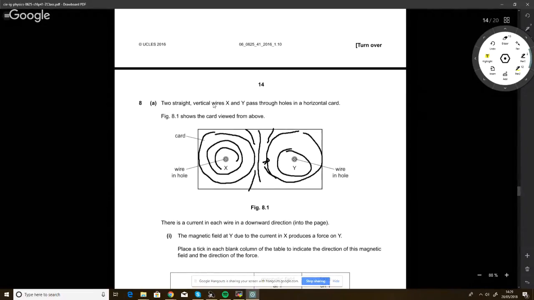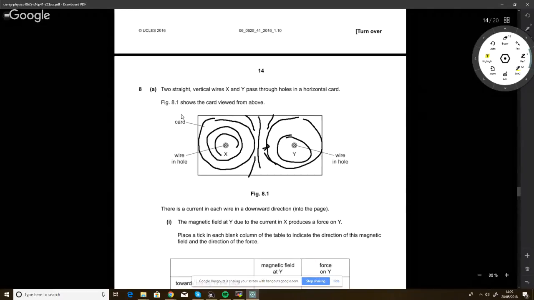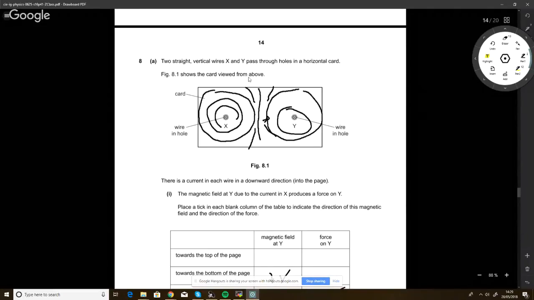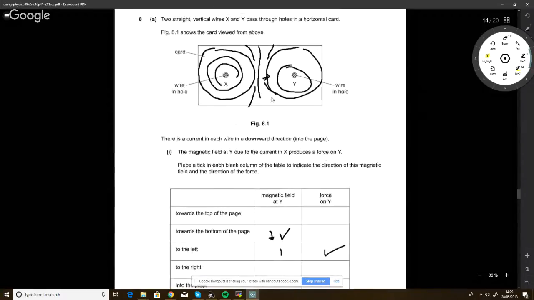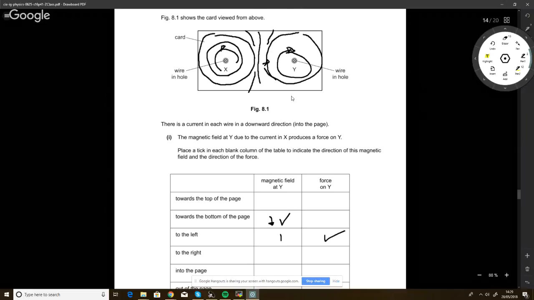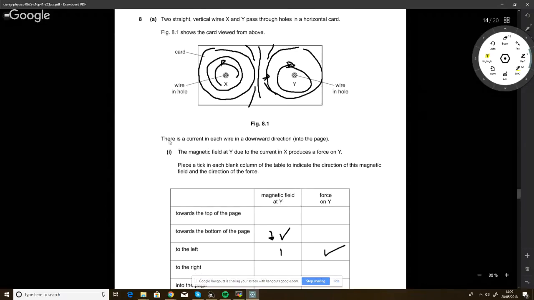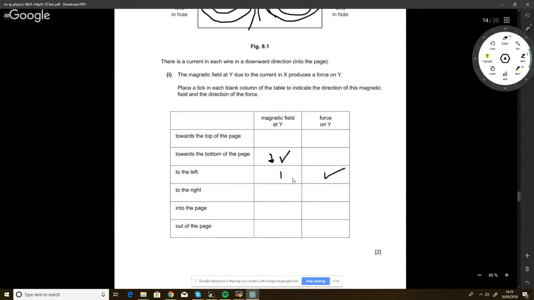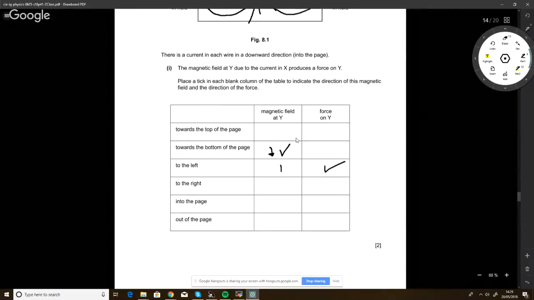All right, two straight vertical wires, X and Y, pass through holes in a horizontal card. Figure 8.1 shows the card viewed from above, and so we know we can use the right-hand rules for the magnetic field. So we can see that it's rotating like this. And now it's asking, there is a current in each wire in the downward direction. So then you basically just need to draw ticks.